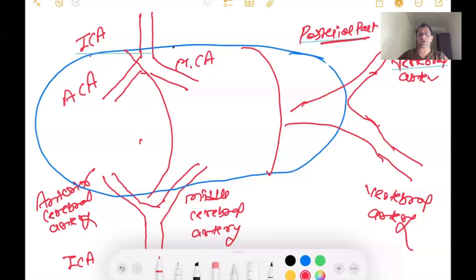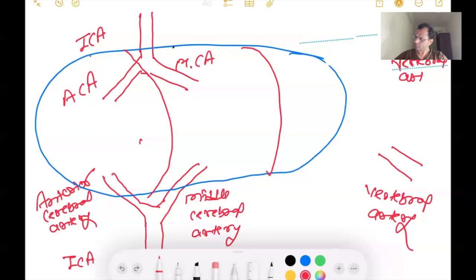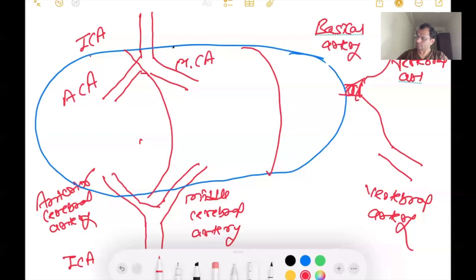So when the vertebral arteries get fused, let's make it again here. The vertebral arteries get fused together, and it becomes one artery. The name of this artery is the basilar artery. Then it supplies the posterior part of the brain. When it supplies the posterior part of the brain, that is called the posterior cerebral artery.